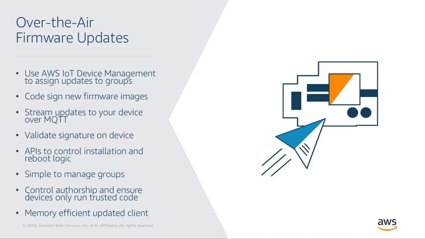Each device that runs FreeRTOS must include the OTA updates library. This library contains an agent that listens for an update job and supervises the update process scheduled in AWS IoT Core.